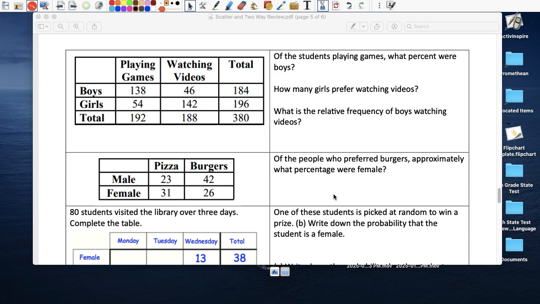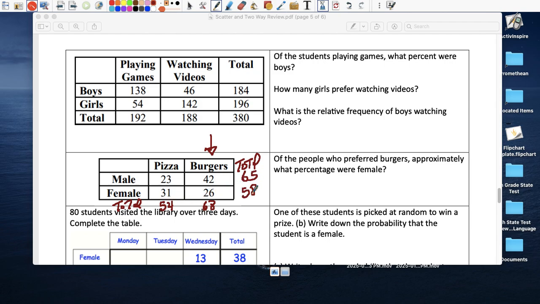Of the people who prefer burgers, and these are the people right here, right? So notice what we're missing right off the bat. We need a total column here and a total row over here. So let's just add this up. 23 and 31 is 54. 42 and 26 is 68. Going around to the side, 23 and 42 is 65. And then 31 and 26 is 58.